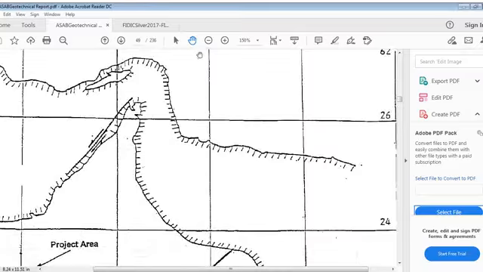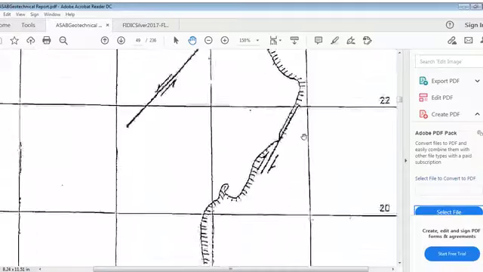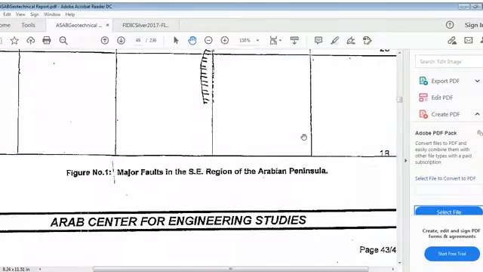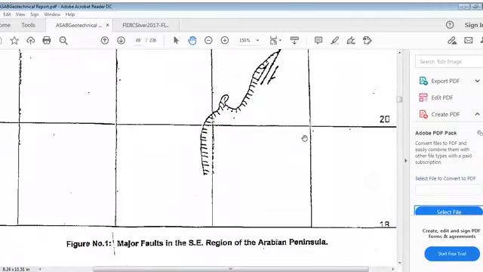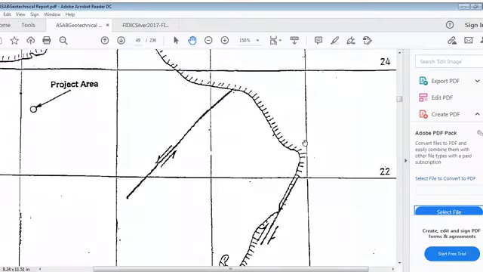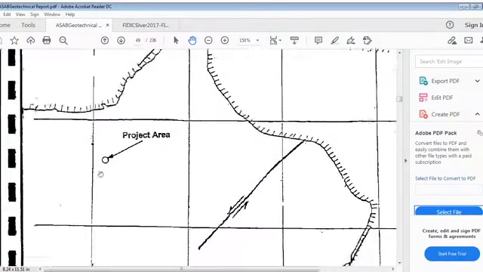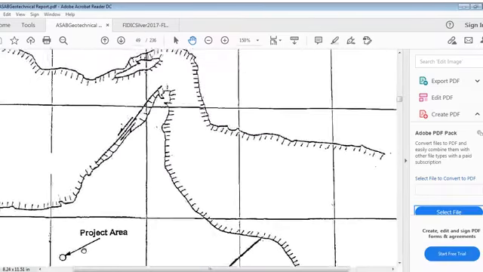Now you can see this. This is Figure number 1, major faults in the southeast region of the Arabian Peninsula. These are major faults. You can see these arrows here. There is the project here, this is your project.